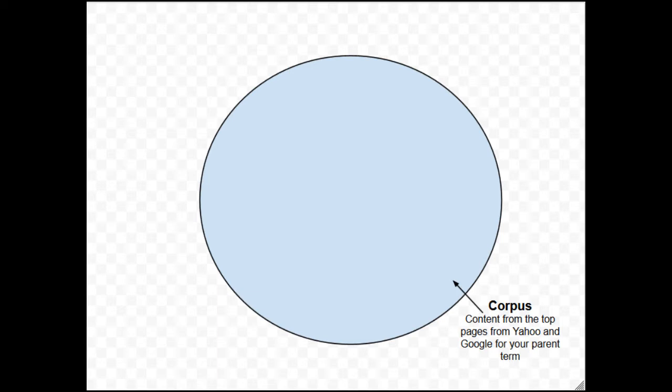So what we did with our corpus is we collect all of the pages from the top 100 results in Yahoo and the top 100 results in Google. We take all of that content and we make the corpus out of that. So now the corpus is very specific to your seed term, and so the other keywords pop a whole lot more. The distinction between those keywords gets a whole lot bigger.